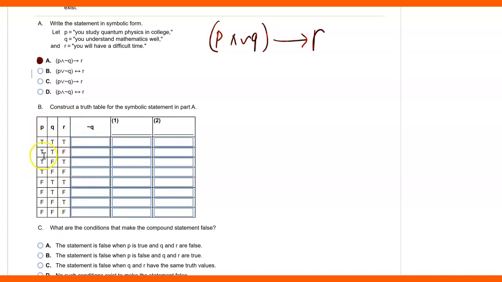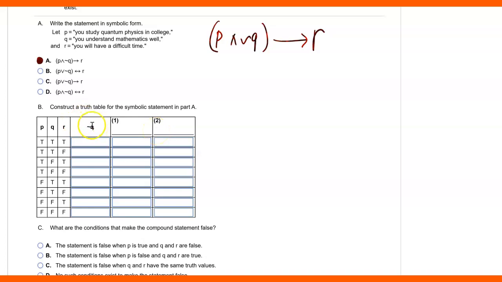Therefore, P is going to be T, T, T, T, F, F, F, F. Q is going to be T, T, F, F, T, T, F, F. R is going to be T, F, T, F, T, F, T, F. Now, again, you notice that you have to write down 1 to answer also here, okay?